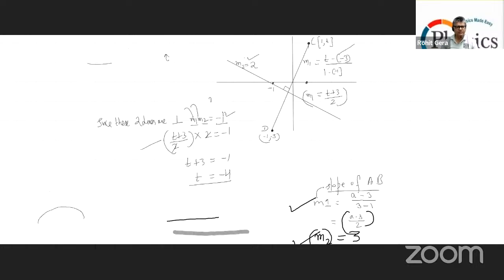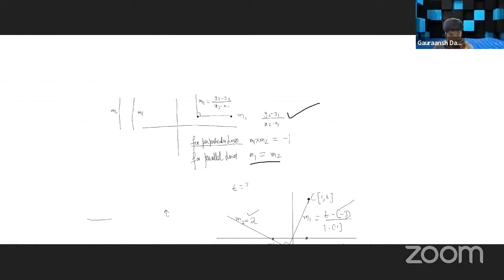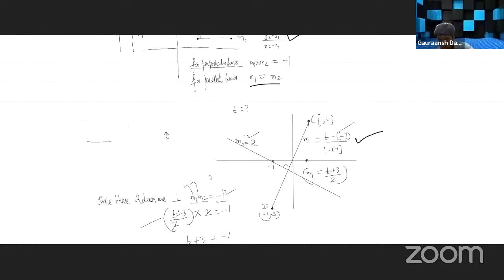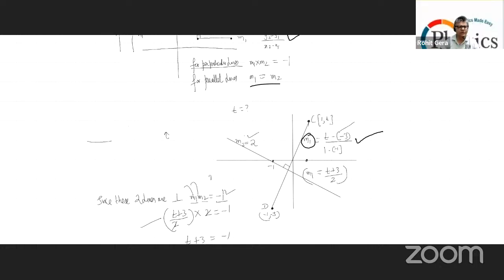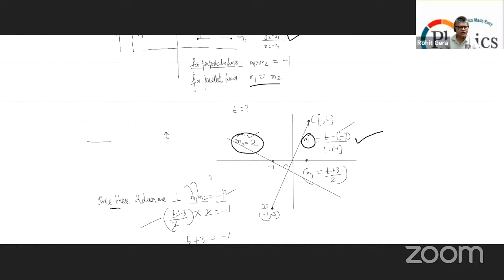What did I do? My steps were, let's calculate M1 first. And which is what I did. I calculated M1. This is my M1. Then I know M2. Then I said, if these are perpendicular, M1 times M2 is equal to -1. Then I substituted the values of M1 and M2 in this formula and put it equal to -1. Now let me show you what you're doing.